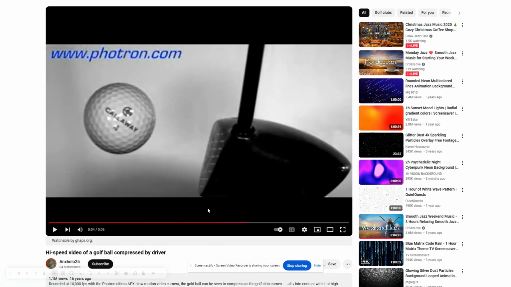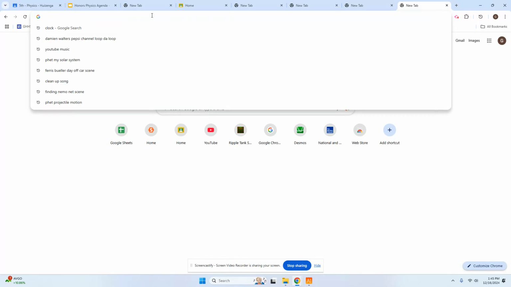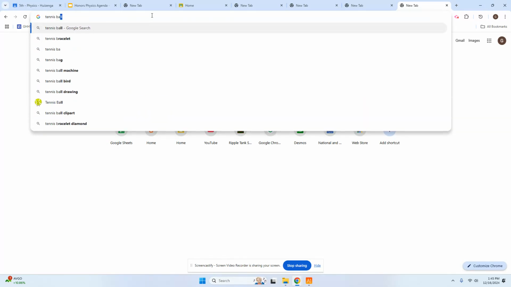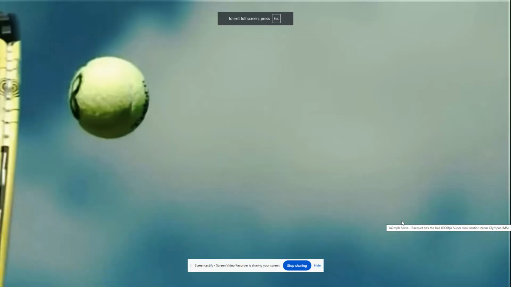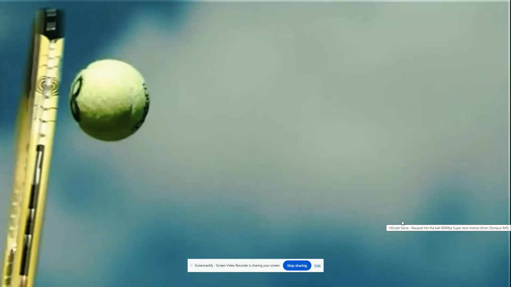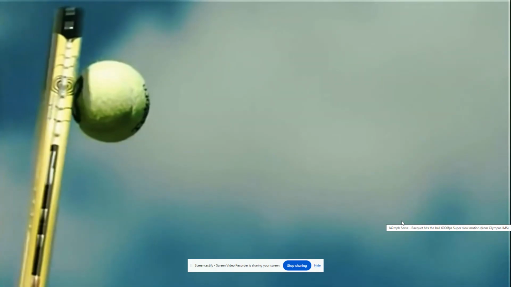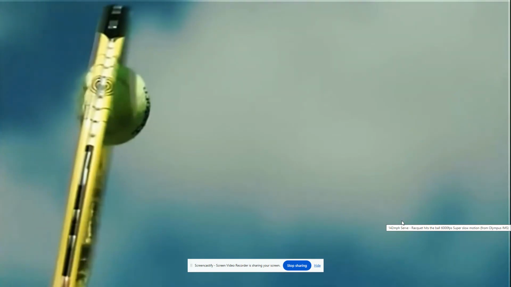Now, I have another one with a tennis ball being hit. I'd like to show that one here for a second. So tennis ball, slow motion. Okay. Now, this is a 142 mile an hour serve. I'm going to slow it down. This is 6,000 frames per second. The amount of energy stored in the shape of that ball has to do with what we call elastic potential energy. That racket's coming in and hitting that ball. It basically compresses it into a pancake. And so you can see the shape of that ball changes quite dramatically during that collision.